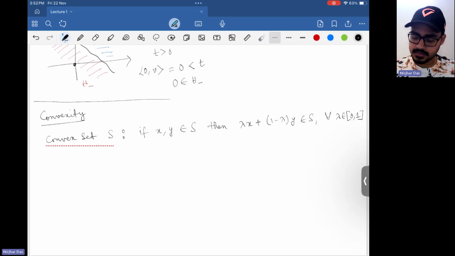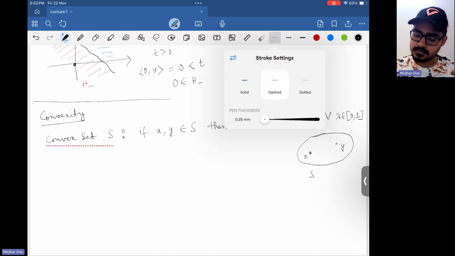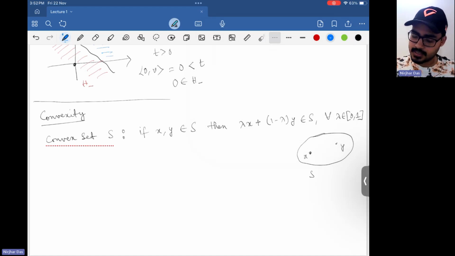So basically, you can think of this convex combination as follows. This is your set S, and you pick 2 points, x here and y here. Then this convex combination is basically the line that connects these 2 points. And therefore, we require that this whole line segment lies inside S.